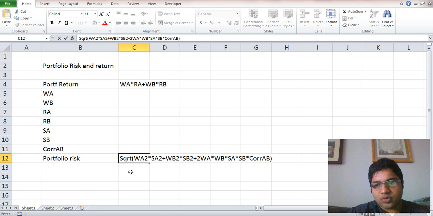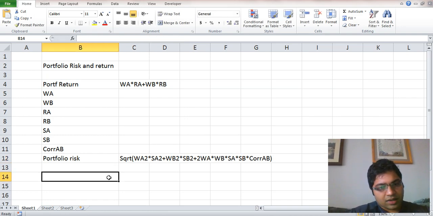So you have to take square root of weight of asset A the whole square multiplied by standard deviation A whole square, weight of asset B whole square multiplied by standard deviation B whole square, plus 2 into weight of asset A, weight of asset B, standard deviation A, standard deviation B, and correlation AB. So let's take an example and try to solve it.